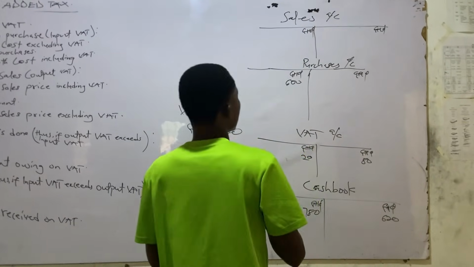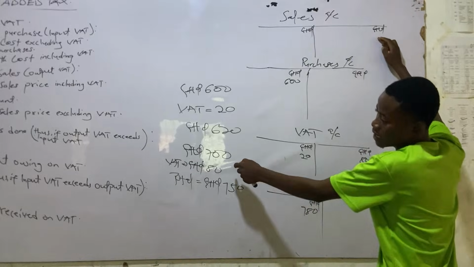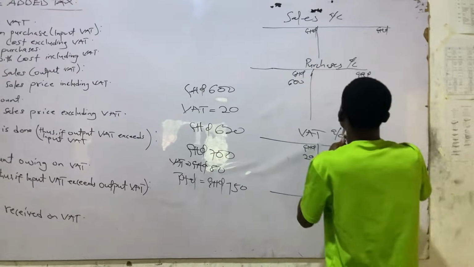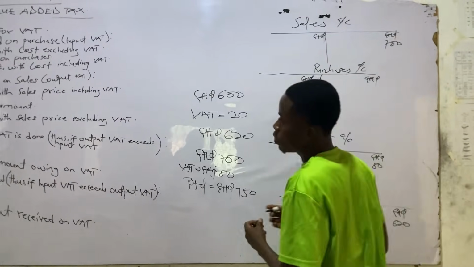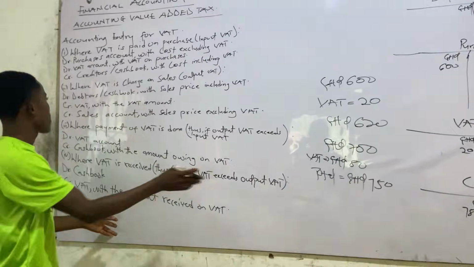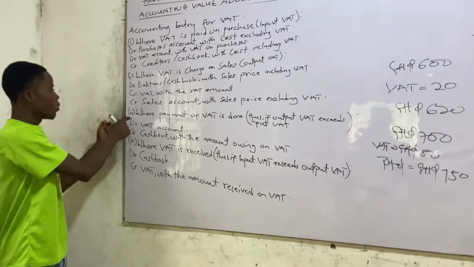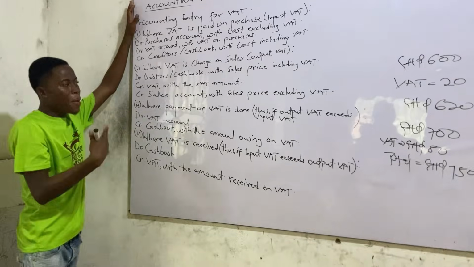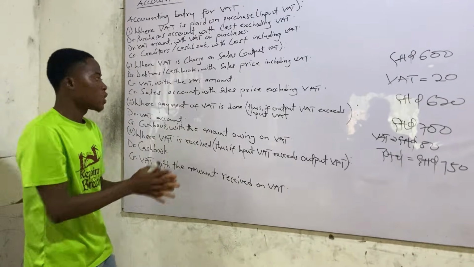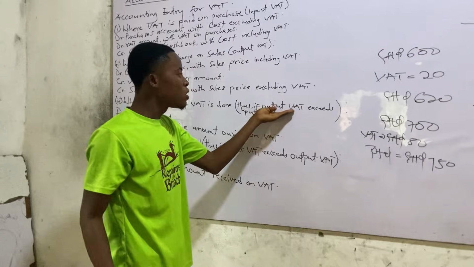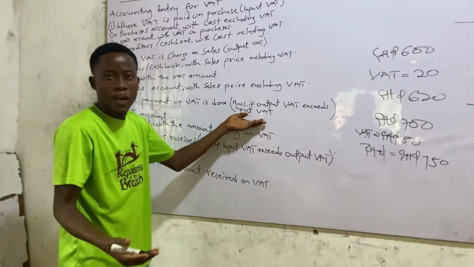So we have sales account. We credit sales account with the sales amount, which is the 700 cedis. So this is what we have here. Now, the payment of VAT is done when output VAT exceeds input VAT.